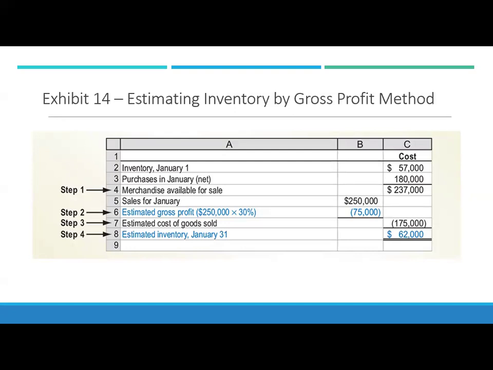And then we get our gross profit of $75,000. That means our cost of goods sold is $175,000 because we take sales minus gross profit as our cost of goods sold. And we take merchandise available for sale minus cost of goods sold, and get our estimated ending inventory of $62,000.